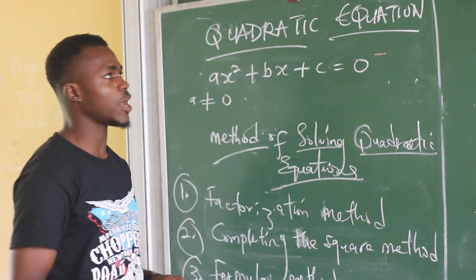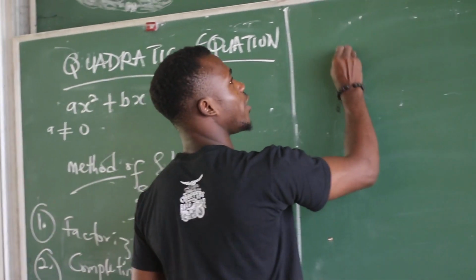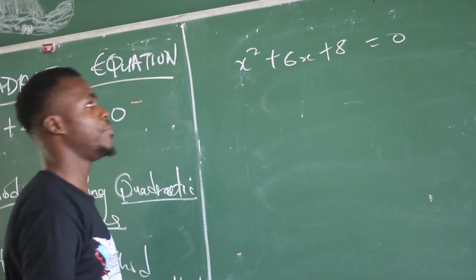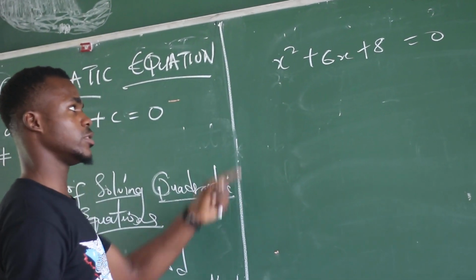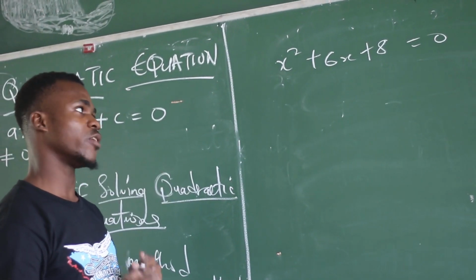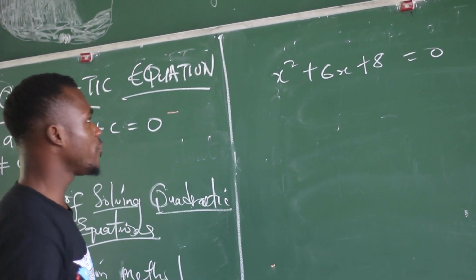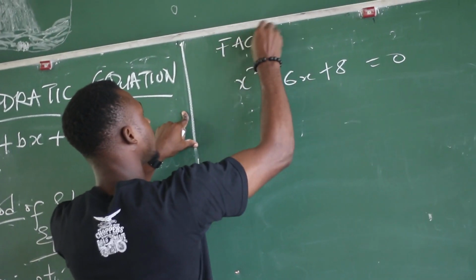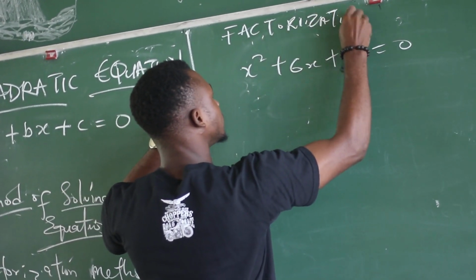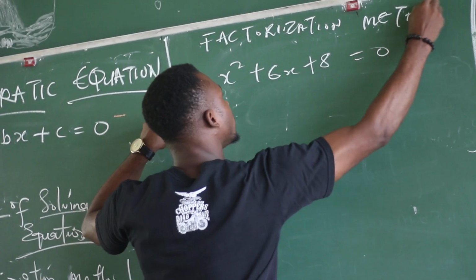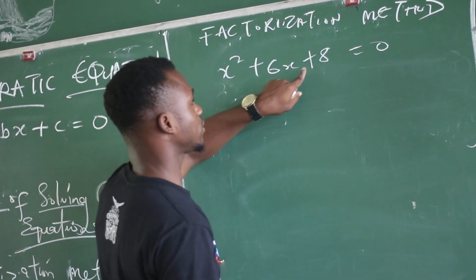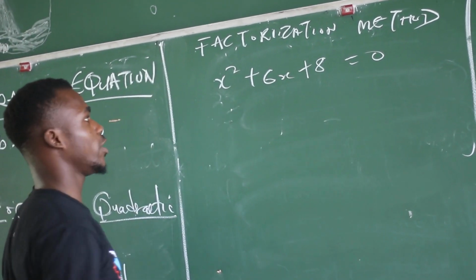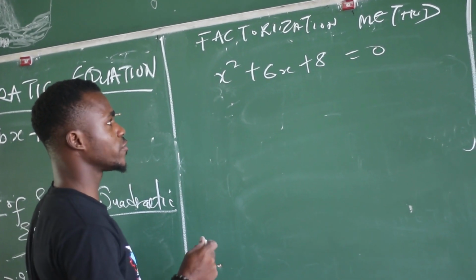So let us say we have an equation. Let's say we have x²+6x+8 = 0. This is a typical quadratic equation, okay, because the highest power there is what? Is 2, okay, for that variable. Alright, so now for the factorization method, so we are considering the factorization method here. So what we have here is x²+6x+8 is equal to what? 0. Okay, so we are going to take note of some terms here.